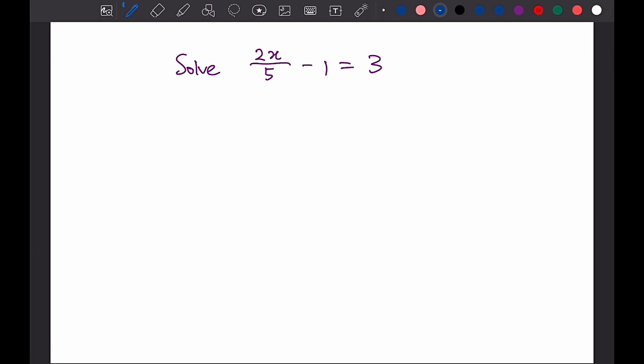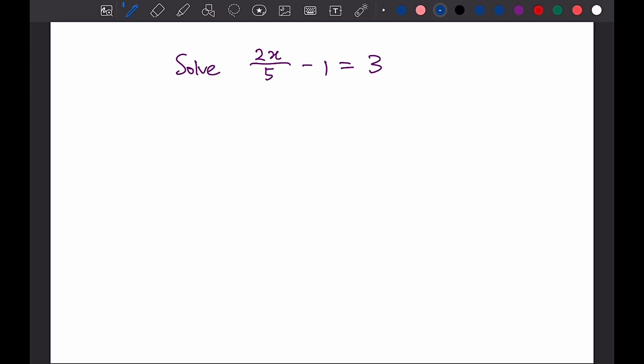Next we have to solve 2x over 5 minus 1 equals 3. Here we need to be a little bit careful. We cannot just consider this as divide by 5 and therefore on the right hand side it's going to be times 5. Take note that there is something extra, and I'm going to point out this term as the one that is extra. We need to get rid of that first and isolate the fraction.